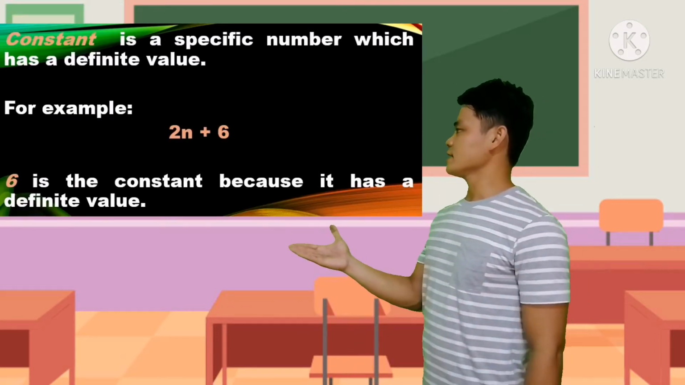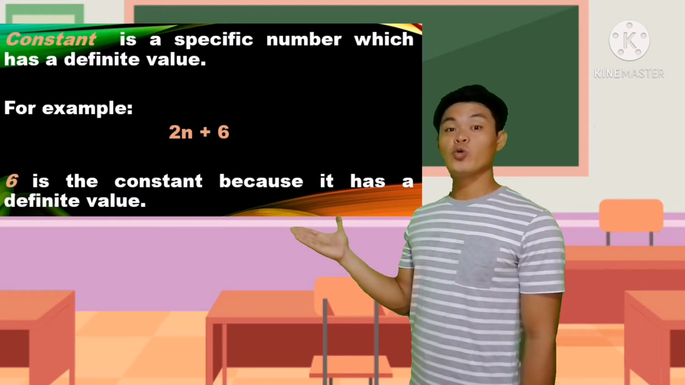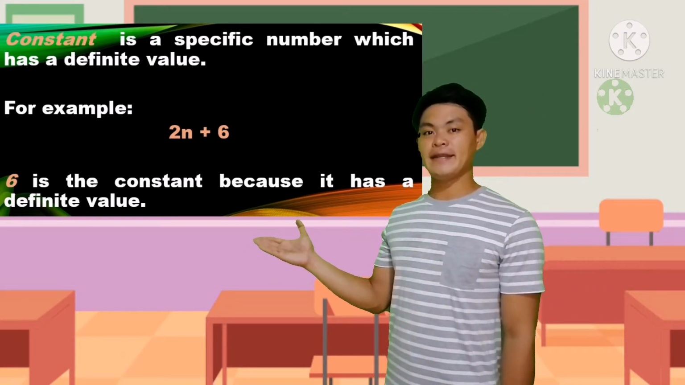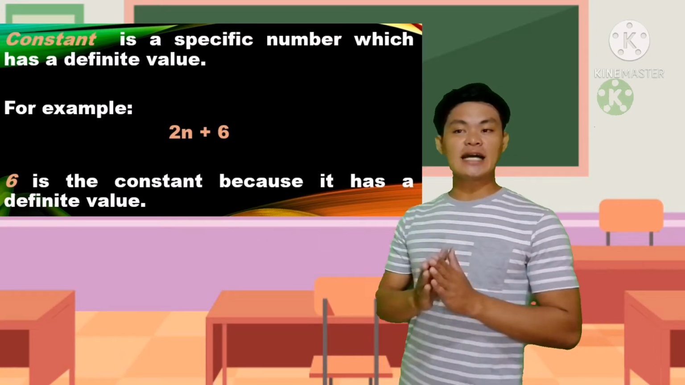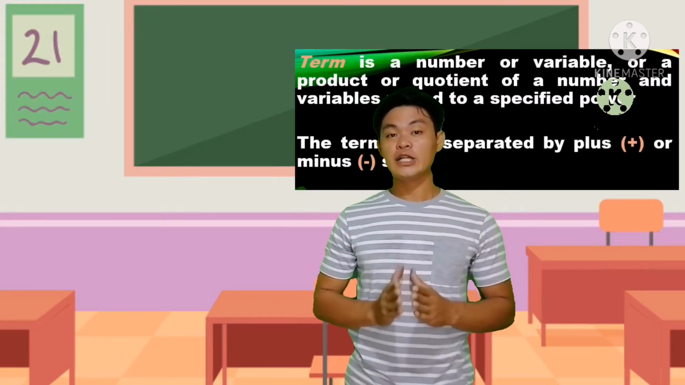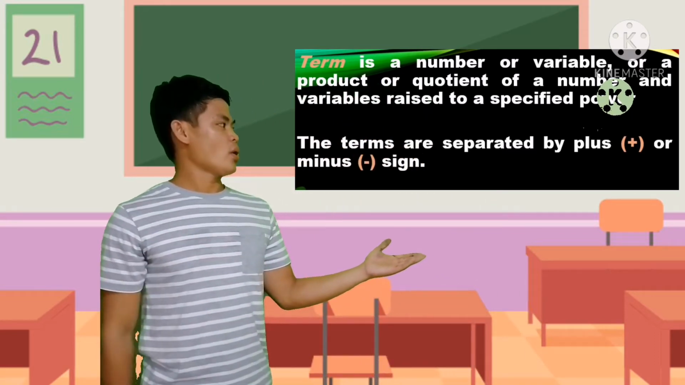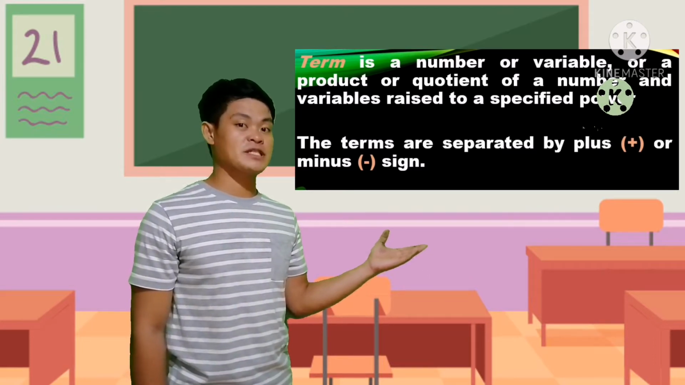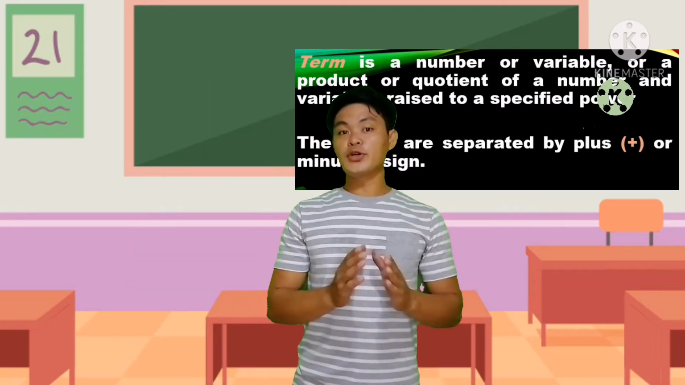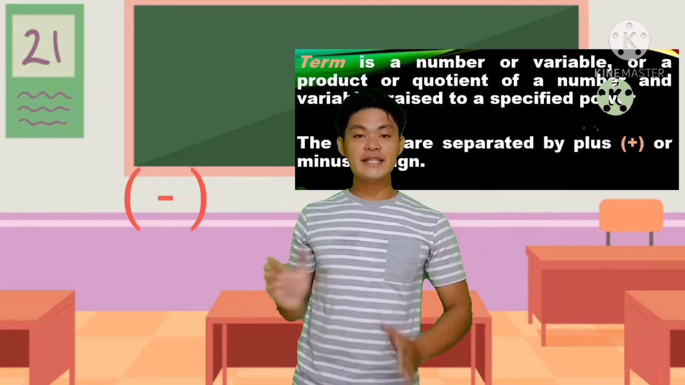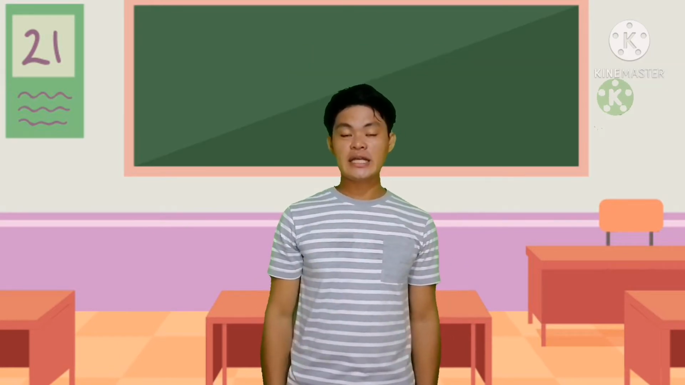Next, we have constant. Constant is a specific number which has a definite value. For example, in this expression, 2n plus 6, 6 is the constant because it has a definite value. Lastly, we have the term. Term is a number or variable, or a product or a quotient of a number raised to a specified power. The terms are separated by plus and minus signs. And take note, it is not necessary to write a plus sign at the beginning of a term.